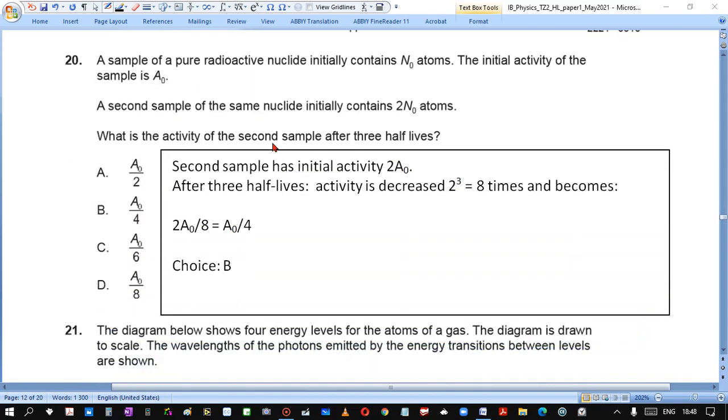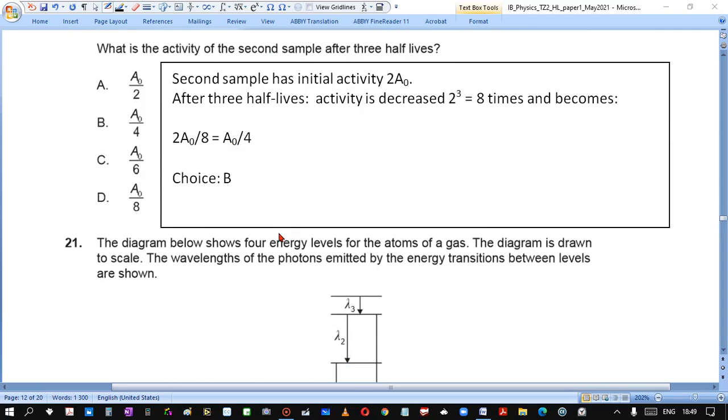Question 20. A sample of pure radioactive nuclide initially contains N0 atoms. The initial activity of sample is A0. A second sample of same nuclide initially contains 2 N0 atoms. What is the activity of the second sample after 3 half-lives? Second sample has initial activity 2 times more because 2 times more radioactive atoms. After 3 half-lives, activity is decreased by 2 to the third, 8 times, and becomes 1/4 of the A0, so it is choice B.